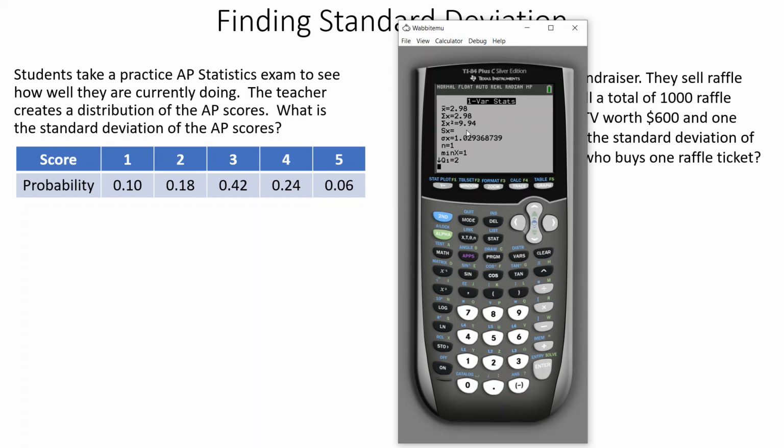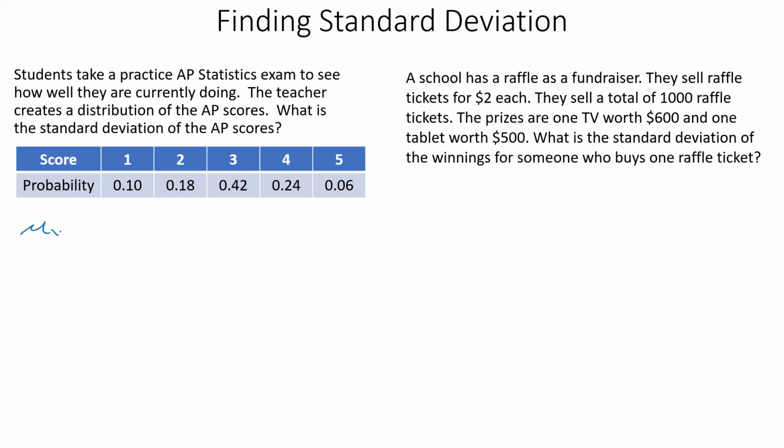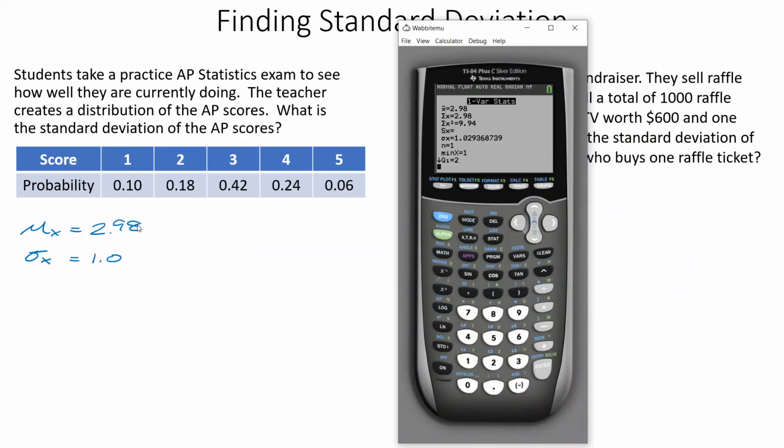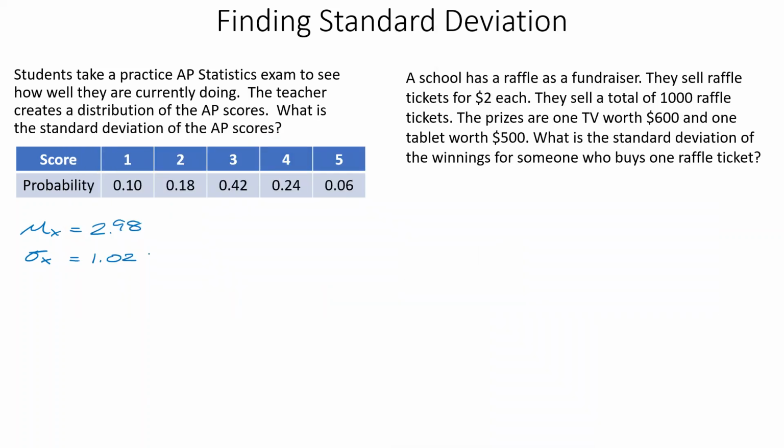Notice it does not give you a sample standard deviation. It only gives you a population standard deviation. The reason it does this is because your calculator knows you're working with a probability distribution. It knows you're working with a population because these are all possible probabilities that you got. All right, so our standard deviation is 1.029. So we get our mean x is 2.98, and our standard deviation for our x is 1.029.